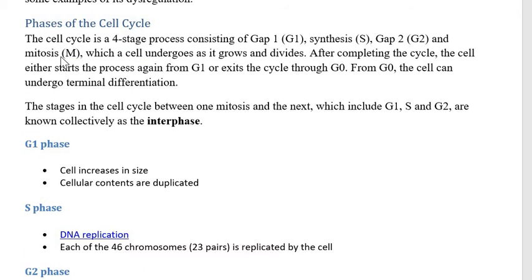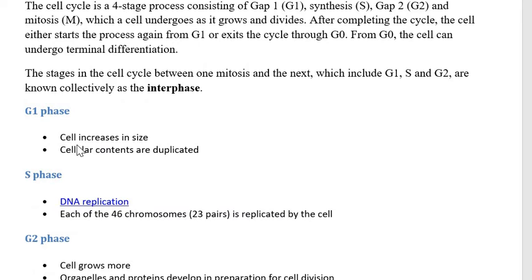So the cell cycle is a 4-stage process consisting of a gap stage or gap 1, G1, synthesis S, gap 2, G2, and the mitosis, which a cell undergoes as it grows and divides. After completing the cycle, the cells either start the process again from G1 or they can exit the cycle through G0. Right? So from G0, the cells can undergo terminal differentiation. The stages in the cell cycle between one mitosis and the next, which include G1, S, and G2, are known collectively as the interphase.